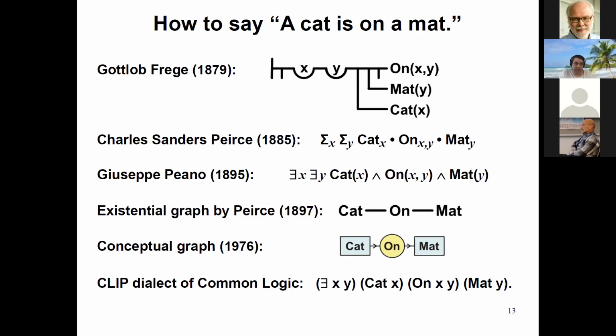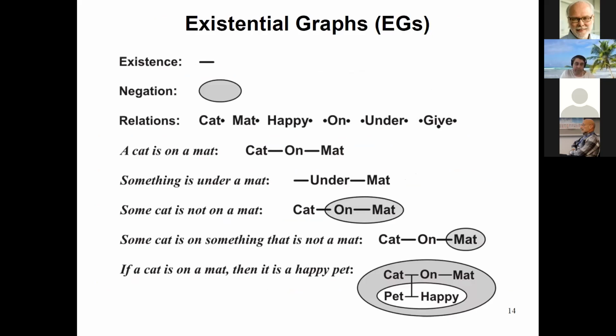And conceptual graphs are a notation I developed in 1976, which is based on an extension of Peirce's notation. It says there exists a cat on a mat. And then CLIP is the dialect which says there exists an X, Y, X is a cat, X is on Y, and Y is a mat. And here's the summary of the existential graph notation. One page, that's all you need to have the basic summary, and a short little 5-page summary would give you the entire syntax and semantics of existential graphs.